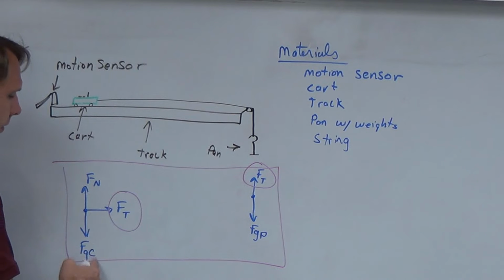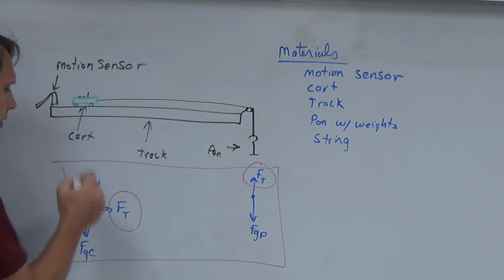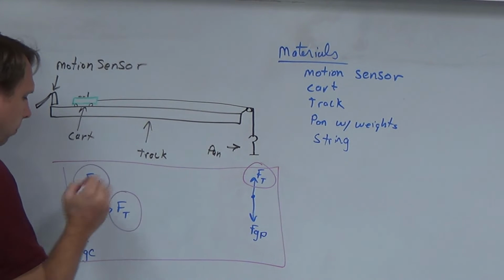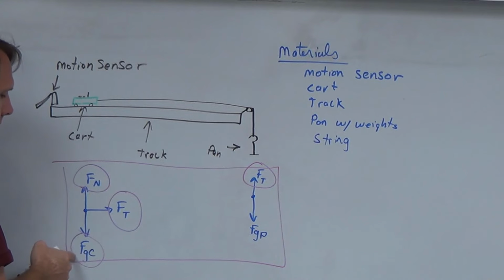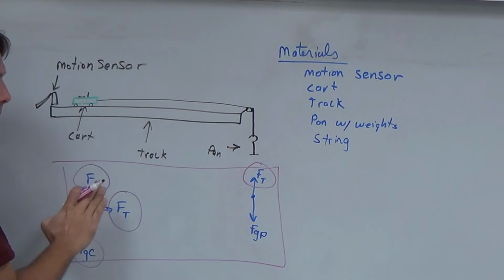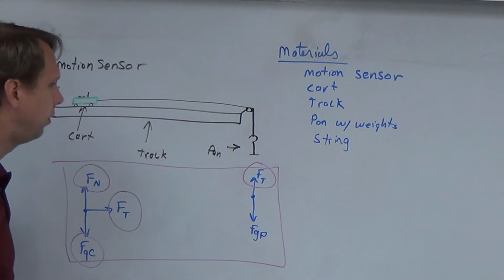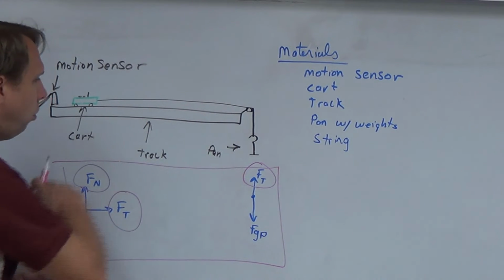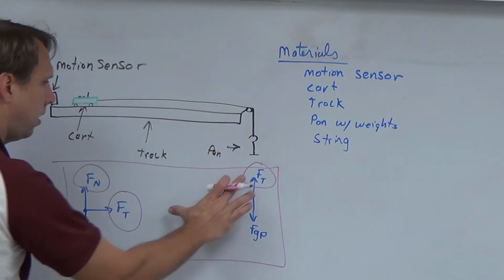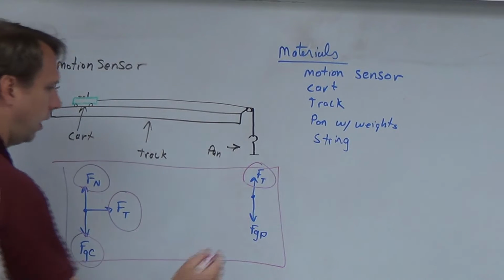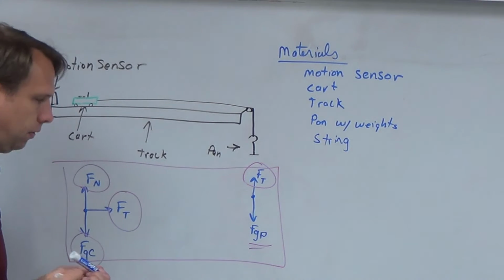But the force of gravity of the cart and the force normal of the cart against the track, those two will cancel each other out. They're going to be one positive, one negative of equal amount. Otherwise, the cart will fly up off the track or go down through the track. And so the net force on this system, because those two are internal and those two cancel each other out, is just the force of gravity of the pan.